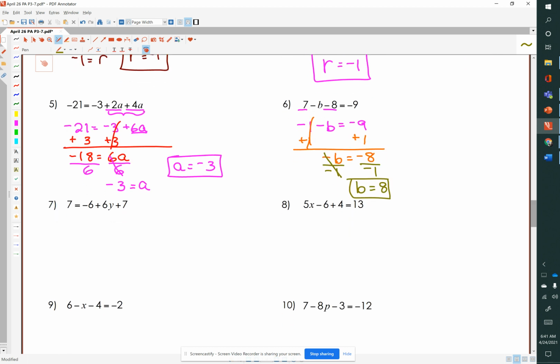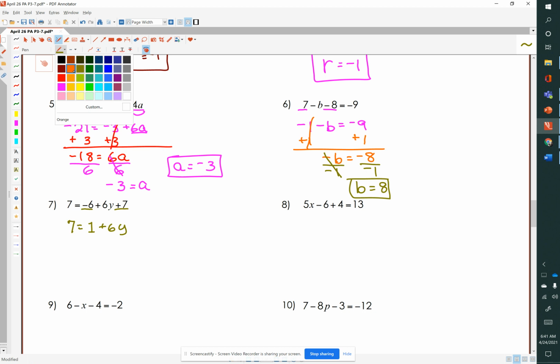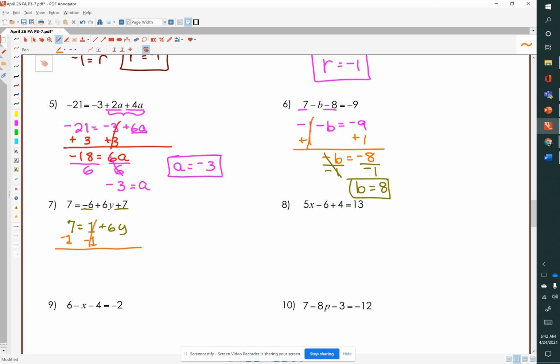So number 7. 7 equals negative 6 plus 6y plus 7. Negative 6 plus 7 equals 1. So we have 7 equals 1 plus 6y. We need to isolate that 6y. So 1 is being added to 6y. We will subtract the 1. And whatever we do to one side, we do to the other, which gives us 6 equals 6y.